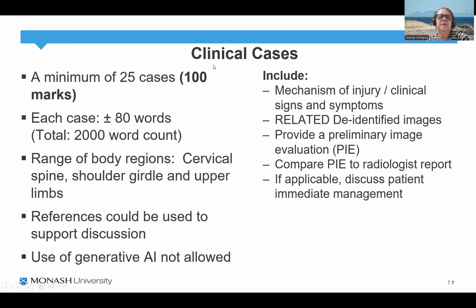So just focusing then on the first part, which is the clinical case submission. Your 25 cases, each case is worth 4 marks. So in total, that part of the clinical portfolio is 100 marks. The overall word count is 2,000, which roughly equates to about 80 words per case, but don't stress too much about that. Some cases you'll use fewer words and some others you will use more. And of course, for this unit, the body regions that you have to cover are the cervical spine, the shoulder girdle, and the upper limbs.